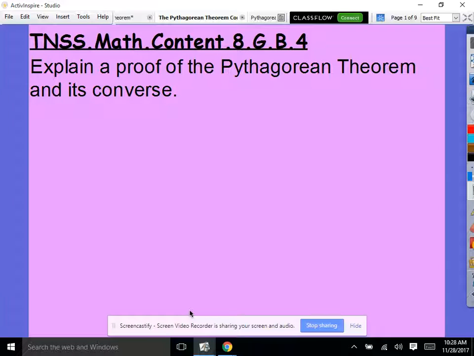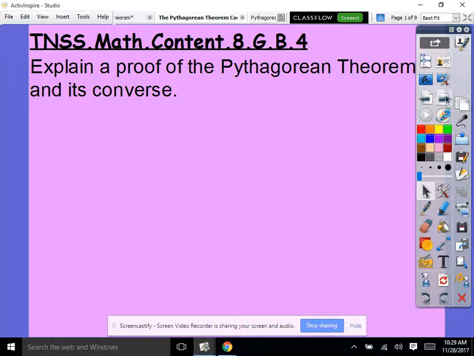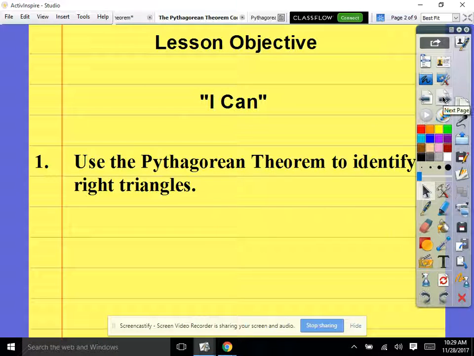Tennessee State Standard: explain a proof of the Pythagorean theorem and its converse. Your lesson objective: I can use the Pythagorean theorem to identify right triangles. On Tuesday, when we first looked at the Pythagorean theorem, we used the unifix cubes to show that 3 squared plus 4 squared equals 5 squared, and then we did a foldable to show that a squared plus b squared equals c squared. Today we're going to look at the converse of the Pythagorean theorem.